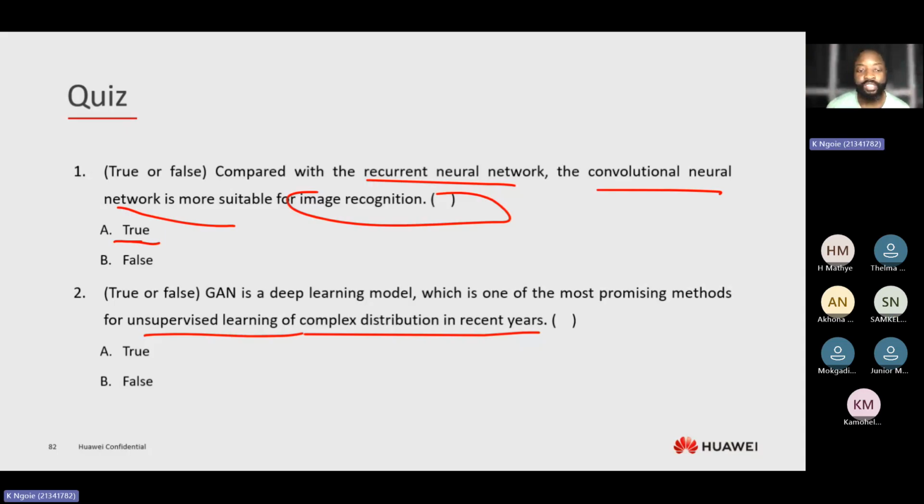I would say true. You will say true. Okay. Anybody else? I would say false. False. Yeah, it's true. Remember, we have a complex distribution.